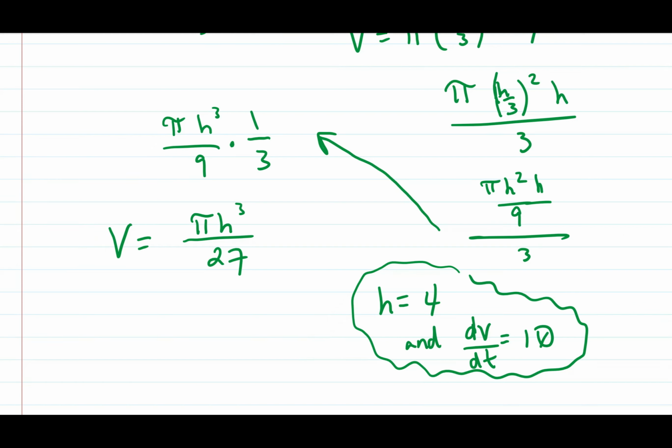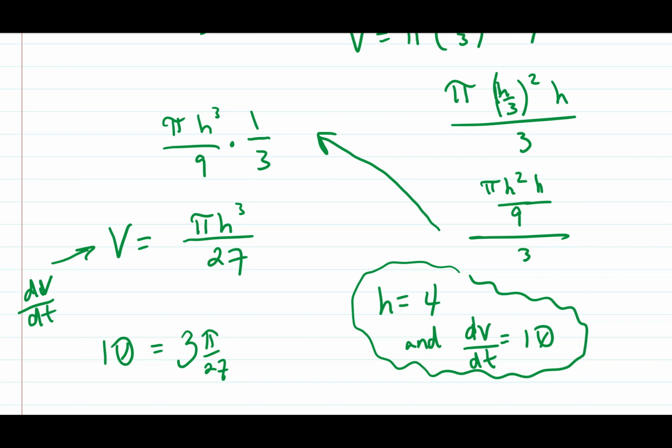So on the left, the derivative of V with respect to t, well, that's given as 10, so I can just write down 10. 10 is equal to, and now taking the derivative of the other side, the pi over 27, that's a constant. We can pull that out as a coefficient and then take the derivative of H to the third. So the derivative of H to the third will have that 3 come out using the power rule, and then the inner stays the same.